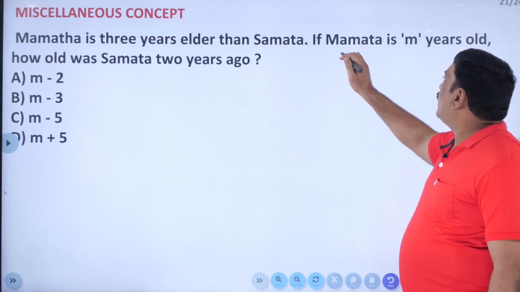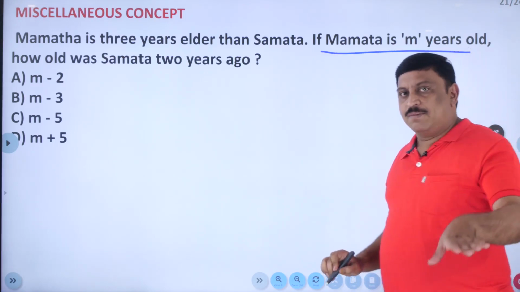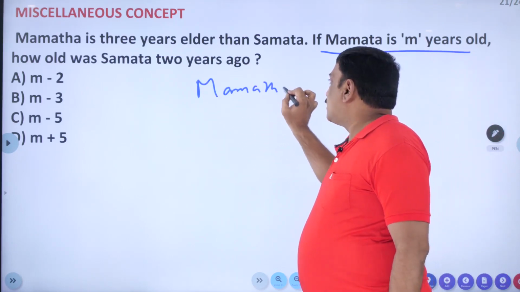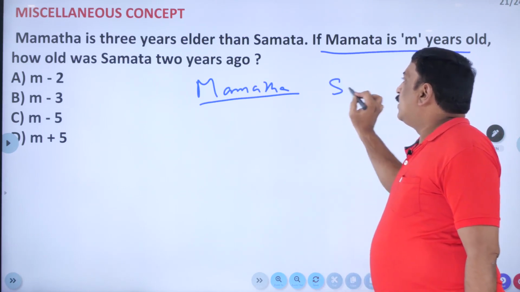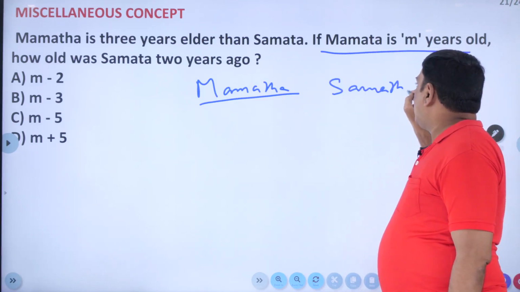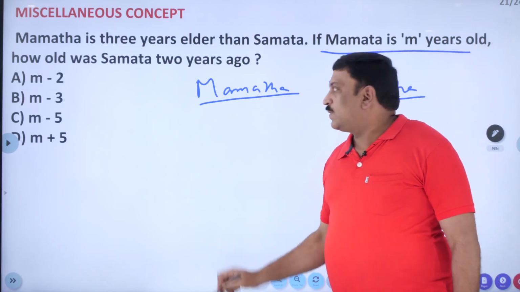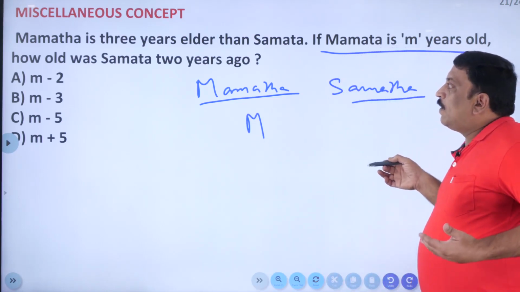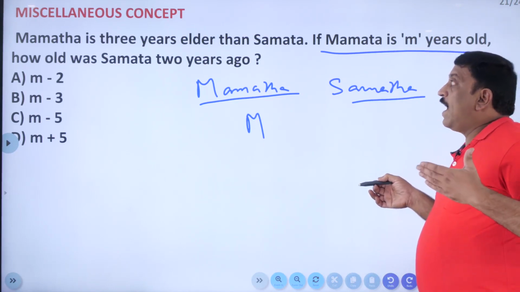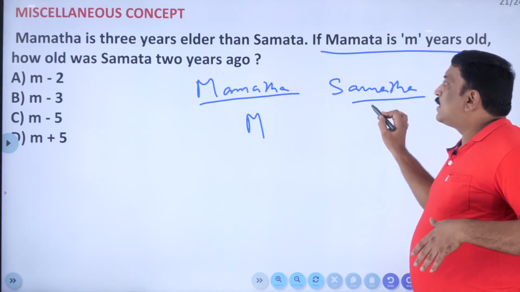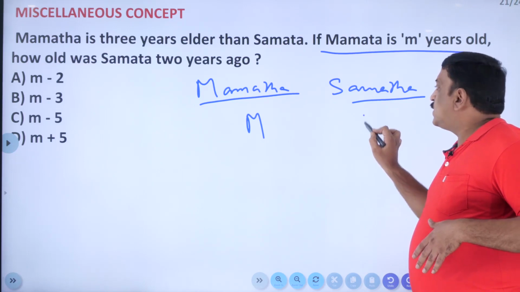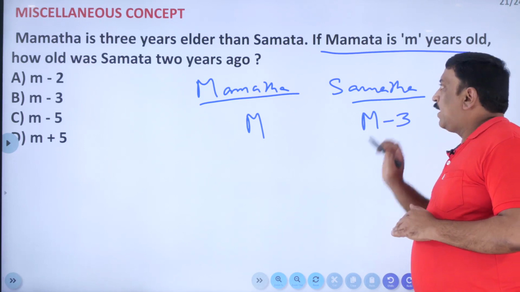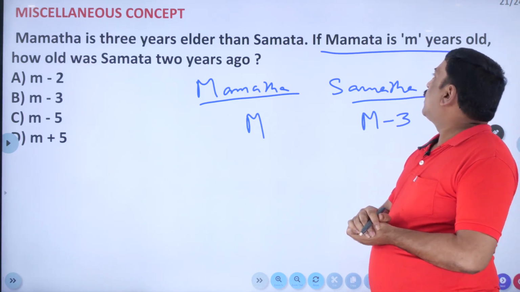See this. First of all, if Mamata is M years old, Mamata is M, right? Two persons are there, one is Mamata and the other one is Samata. They will use these names also so that you will get confused, right? If Mamata is M, how much is Samata? Mamata is 3 years older than Samata. Elder than Samata means Samata is how much? Is she M plus 3 or minus 3? She is younger by 3 years.